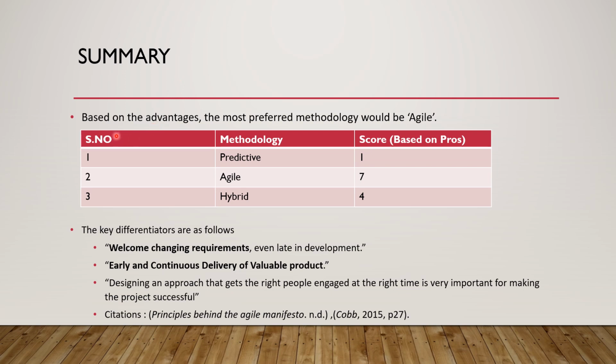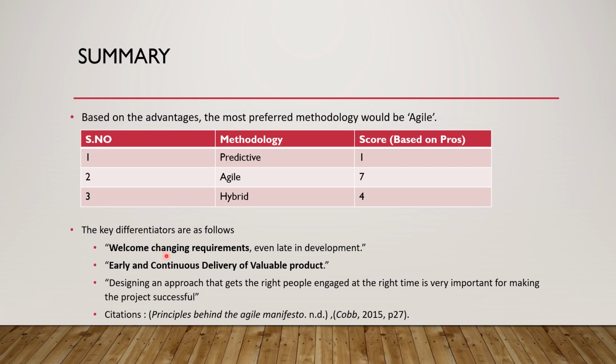Here is a summary. Based on the advantages, the most preferred methodology would be Agile. As you can see, Agile has scored 7 based on the number of pros against each project constraint. The second recommended option would be Hybrid, which has scored 4. And the least recommended option would be Predictive. Now let's see what are all the key differentiators that Agile offers.